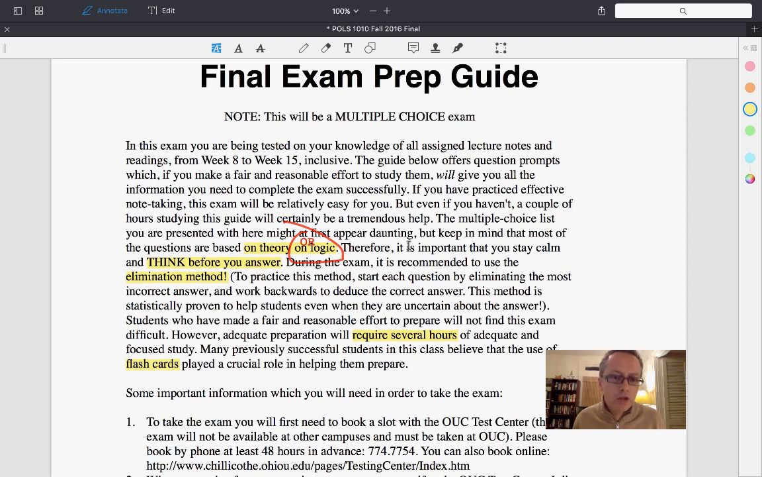I do strongly recommend flashcards, but really what you're trying to think of is the connective logic of some of these questions. And so understanding rather than memorization might be a better part of the approach. So try to keep that in mind as we go through the study guide here.